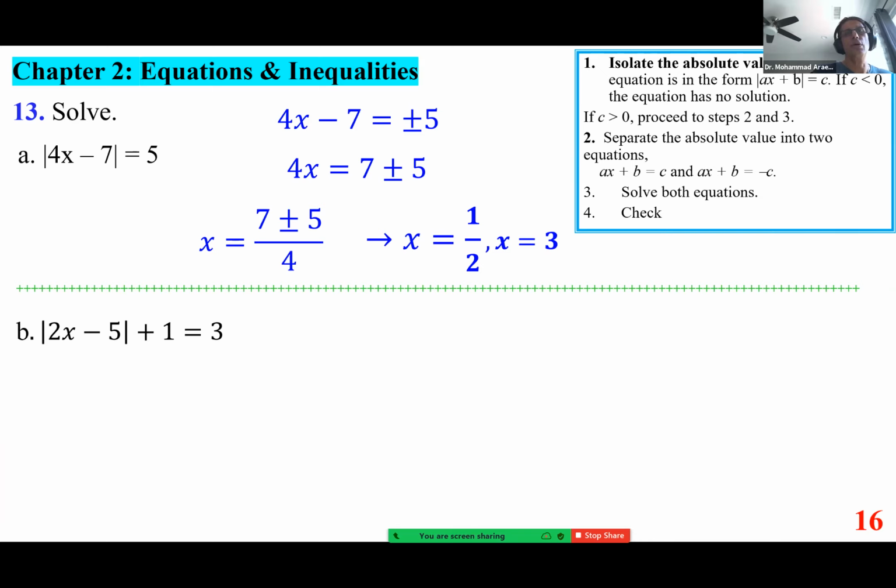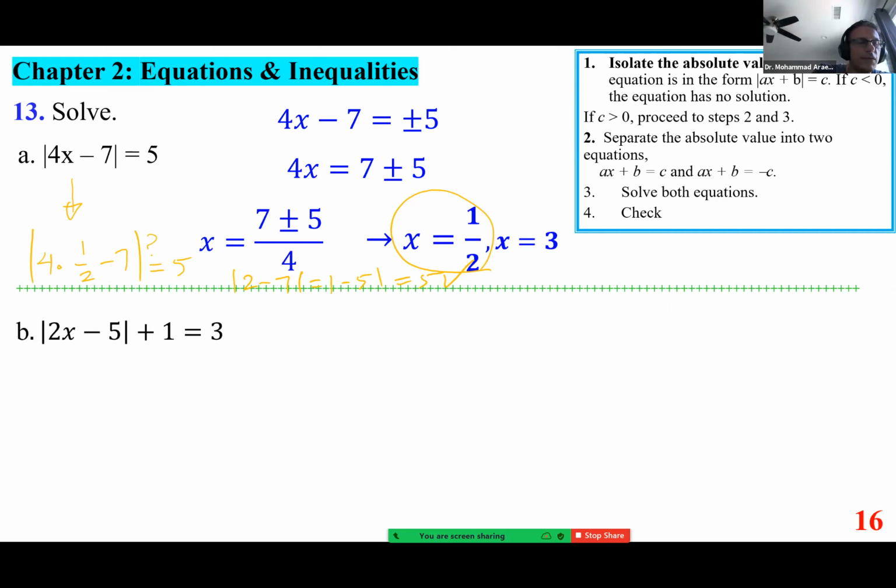If I were to check, let's say this one, I'm going to go to the original equation, and I'm going to say the absolute value of 4 times 1/2 minus 7, and I'm going to put a question mark because I'm checking, is it equal to 5? Notice 4 times 1/2 becomes 2, and 2 minus 7 becomes -5, and the absolute value of -5 is 5, and that works. You can check the other one.